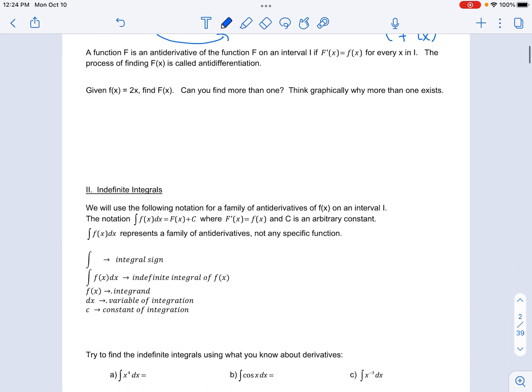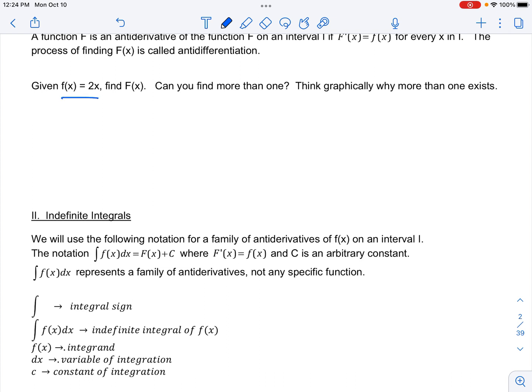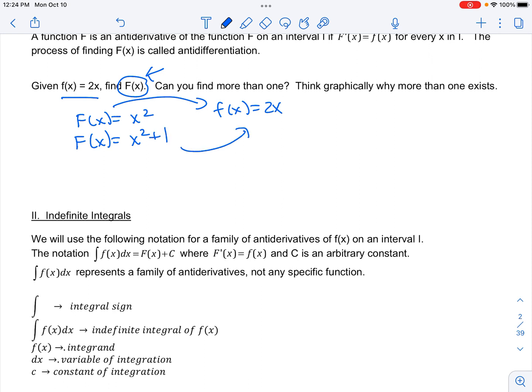Okay, so here's the first problem I'm going to look at. If I give you f of x is 2x, what would big F of x be? So the idea is if you take the derivative of this equation, you should get to 2x. The easiest one that people come up with is x squared, right? So the derivative of this would give me 2x. So that makes sense. But notice here, I can also do x squared plus 1. This would also give me 2x as that derivative. Or really, I can do any number there.